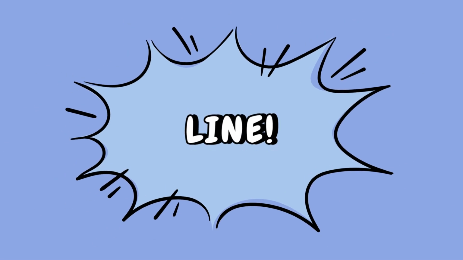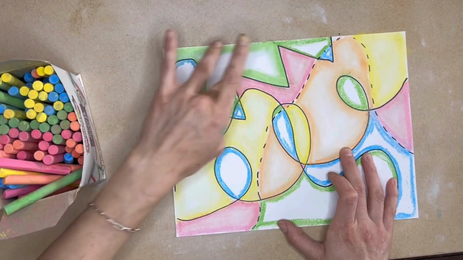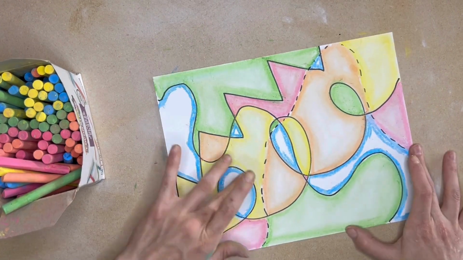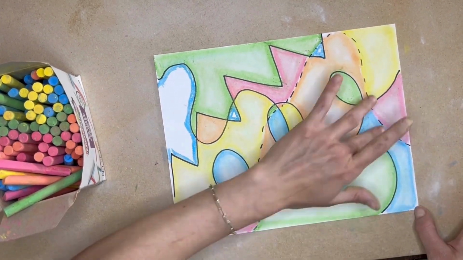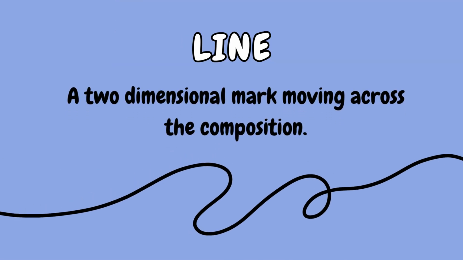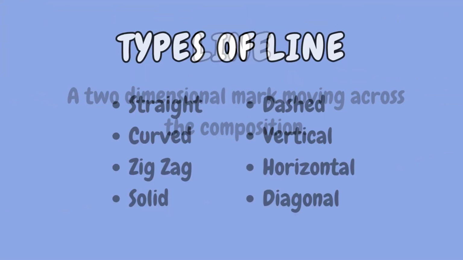Today, we're going to learn about line. For today's project, we will use different types of line and chalk pastels to create a fun design on our paper. As you probably already know, line is a two-dimensional mark moving across the composition.